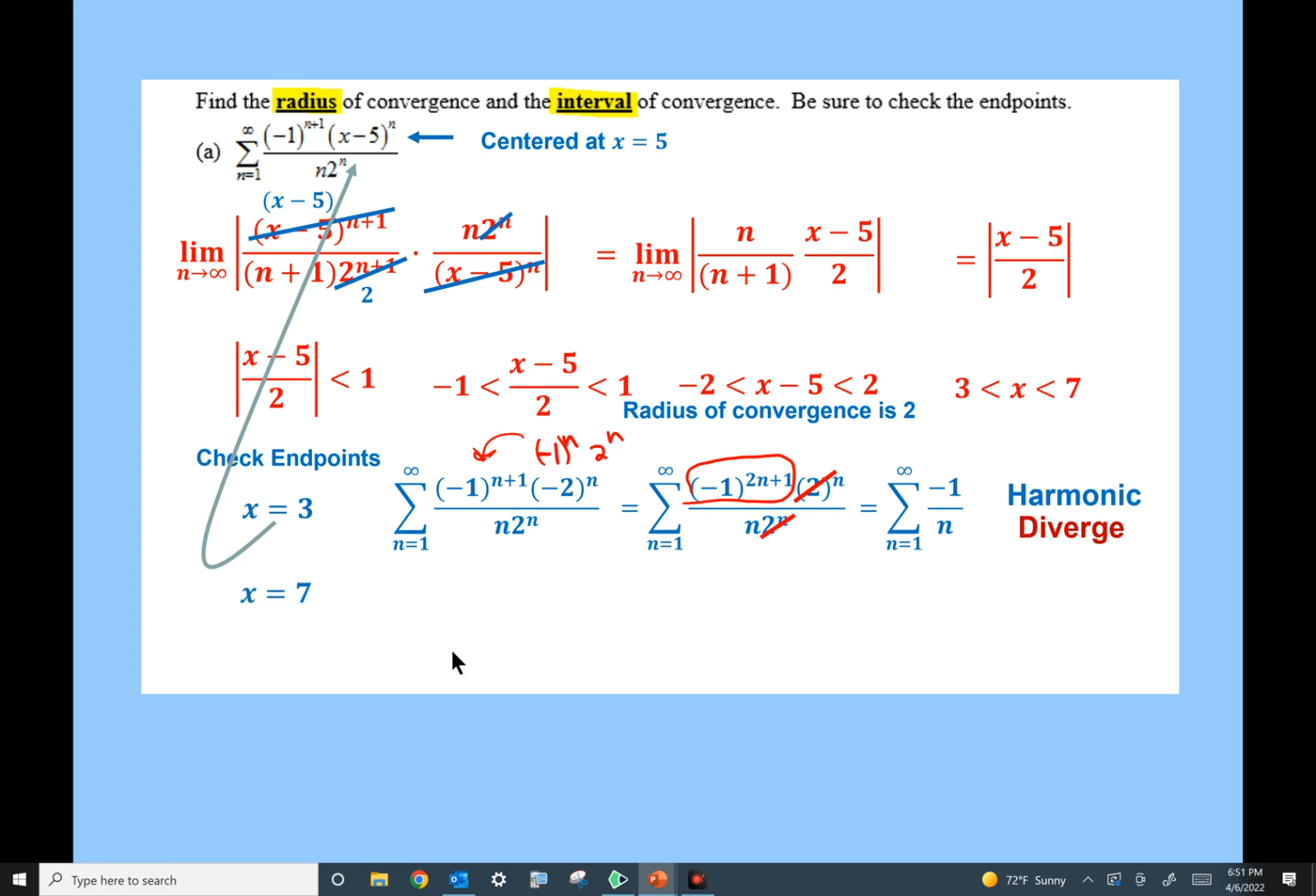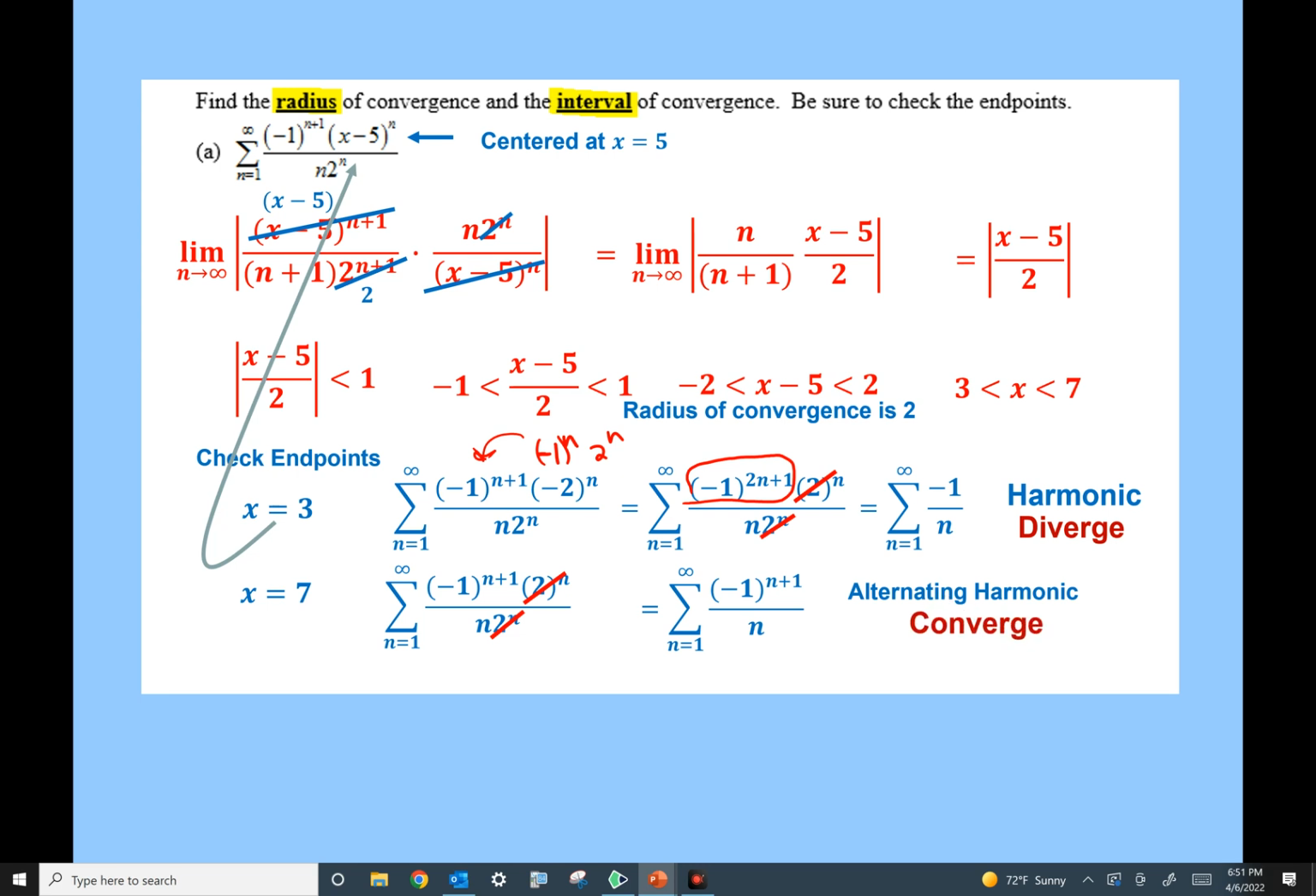But I still need to check x equals 7. So do the same thing. Plug 7 in for x. And so instead of x minus 5, we're going to have 2 to the n. So on this one, I can see the 2 to the n's cancel. And what I have left is negative 1 to the n plus 1. Well, that is alternating, right? Depending on if n is even or odd, this is going to alternate. And so it's an alternating harmonic series. And we know that an alternating harmonic converges. And so what that means is we are going to include the 7 in our interval. So we would say that x is between 3 and 7, but it includes 7.